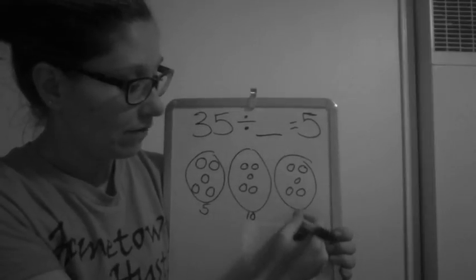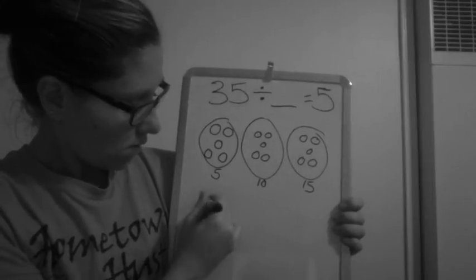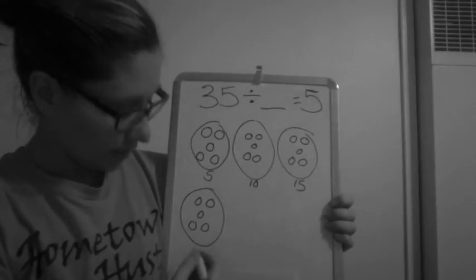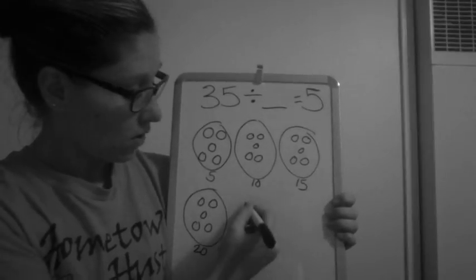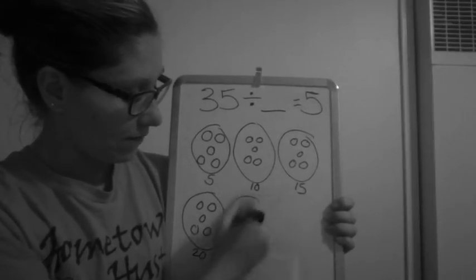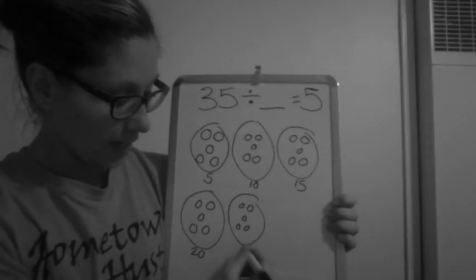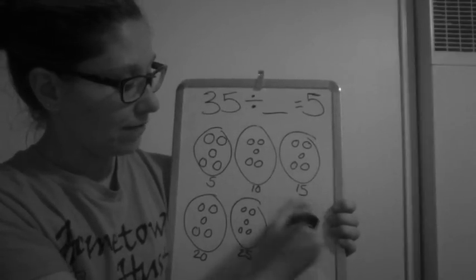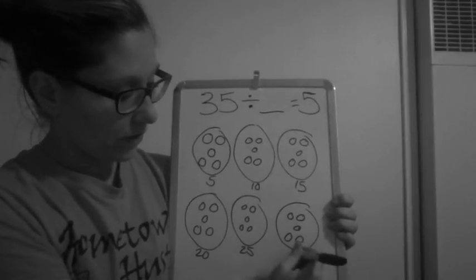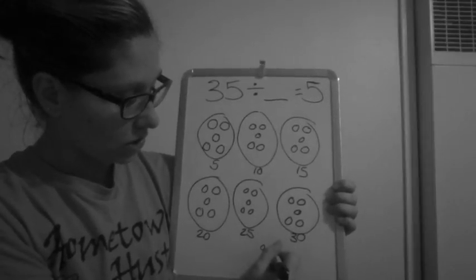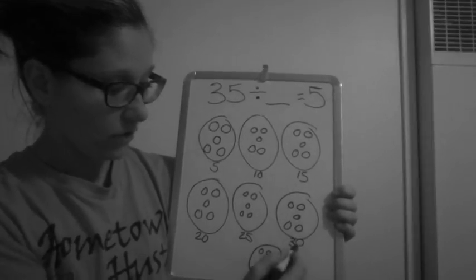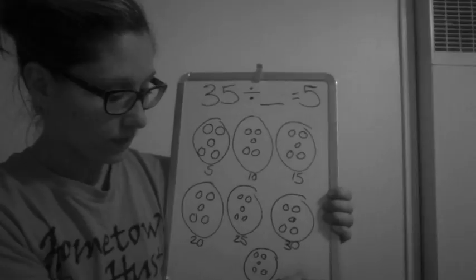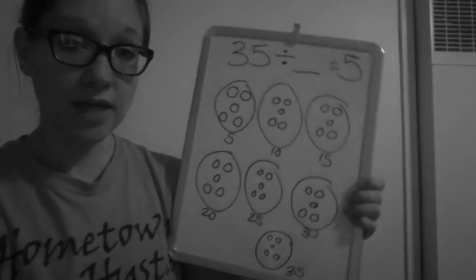1, 2, 3, 4, 5. 5, 10, 15. 1, 2, 3, 4, 5. 5, 10, 15, 20. 1, 2, 3, 4, 5. 5, 10, 15, 20, 25. 1, 2, 3, 4, 5. 25, 30. And then 1, 2, 3, 4, 5. 5, 10, 15, 20, 25, 30, 35. So there's the 35 cookies.